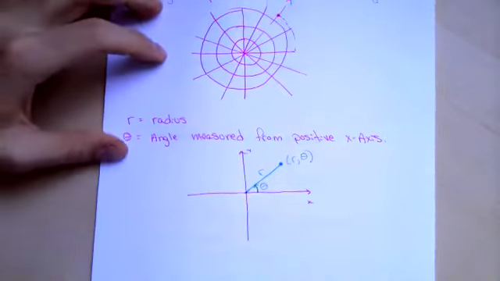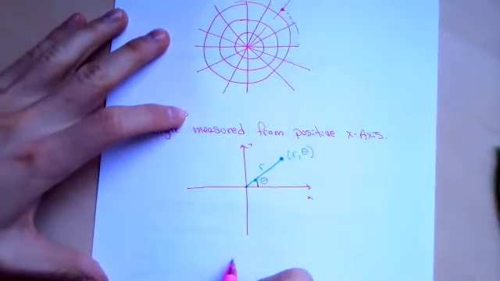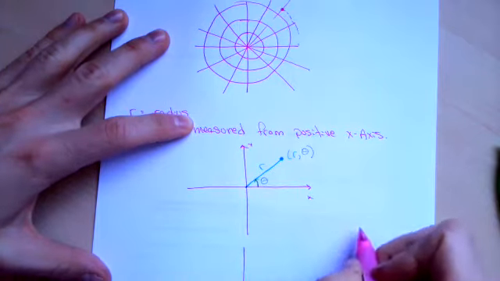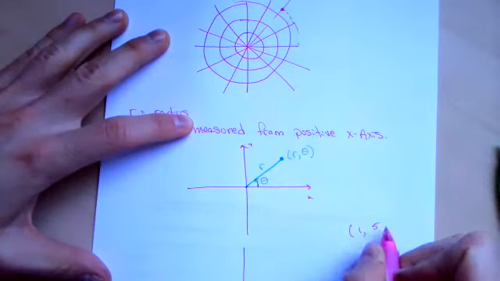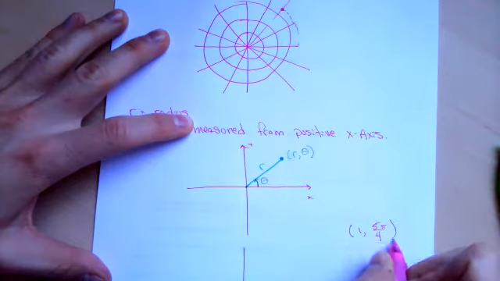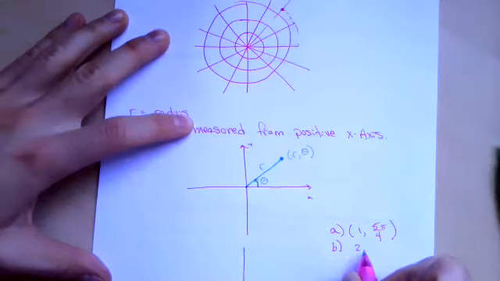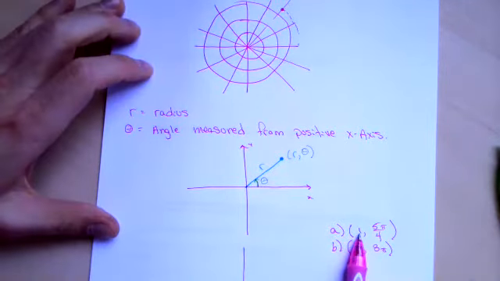The best way to do it is to start with some examples. So let's say we have our plane, and let's pick some points, given in polar coordinates. So (1, 5 pi over 4). Let's call this point A. Point B is (2, 3 pi). So how do we plot something like this?